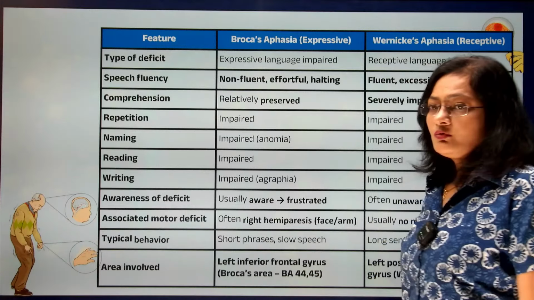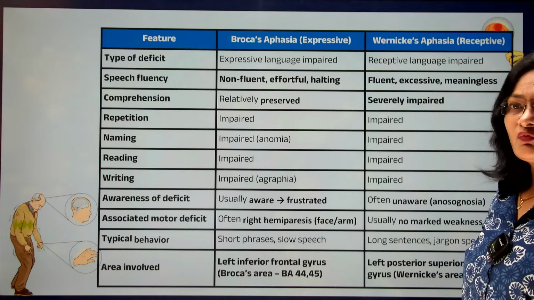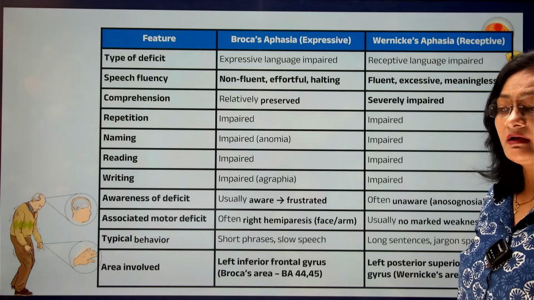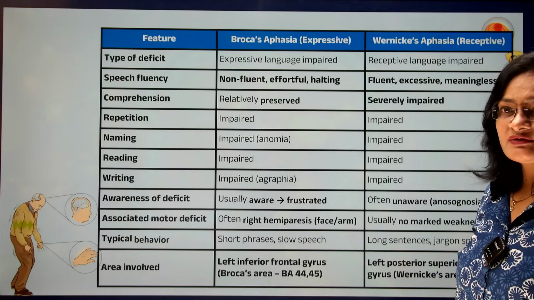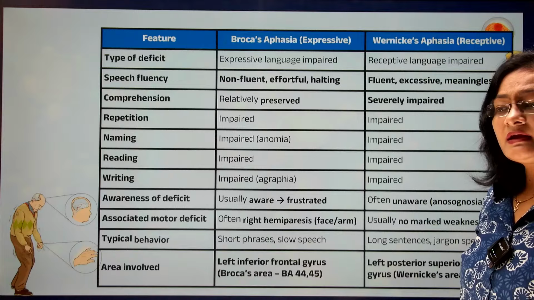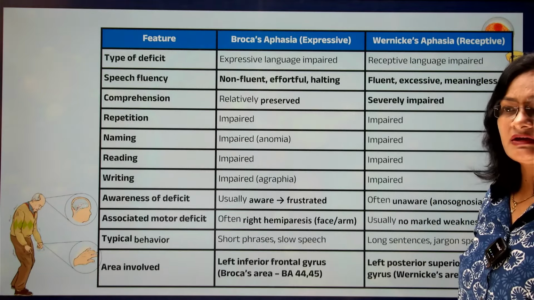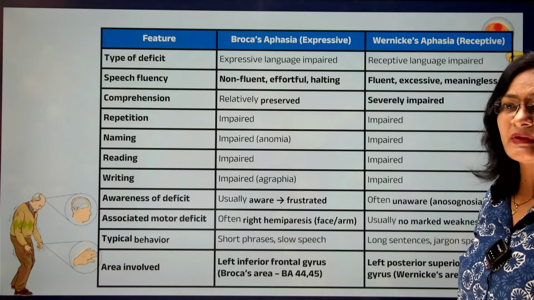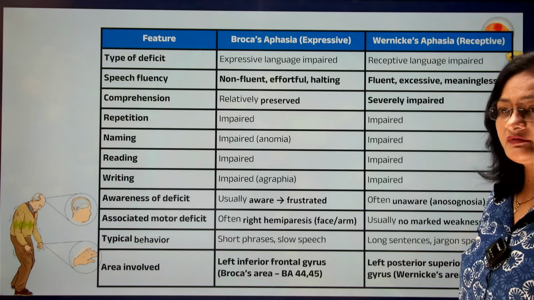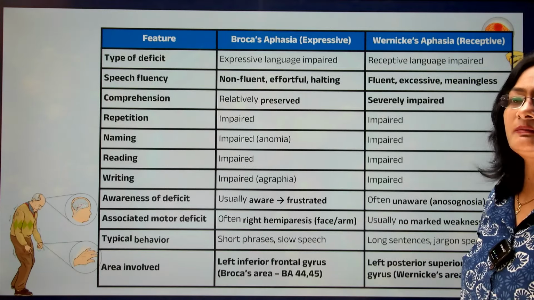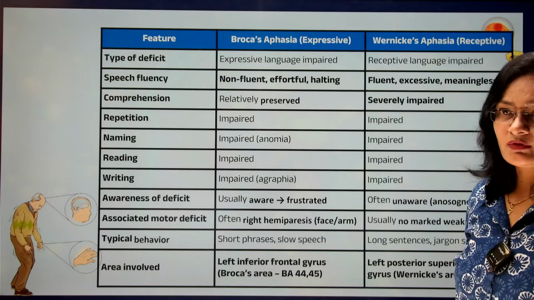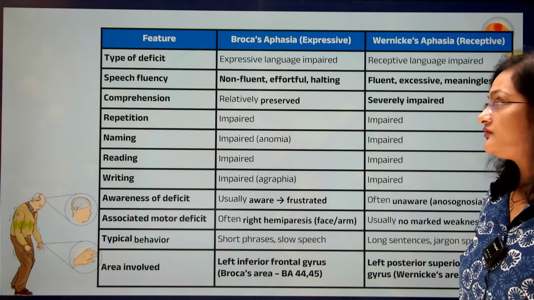Now we will understand the difference between Broca's aphasia and Wernicke's aphasia. As we have discussed, Broca's aphasia is expressive aphasia, where the person is able to understand everything but not able to speak. Wernicke's aphasia is receptive aphasia, where the person is able to speak but not able to understand. So what is the basic difference between them?